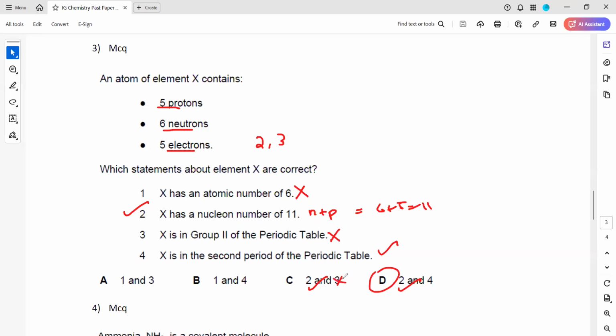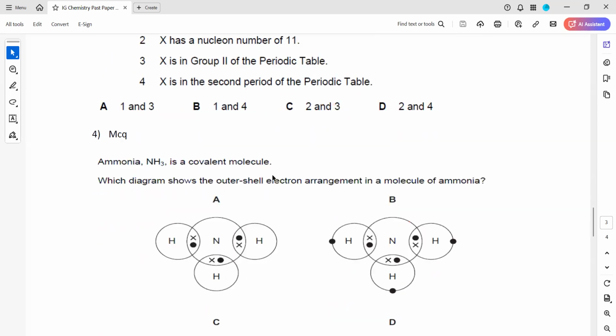So, why is 3 wrong? Because it's not a group 2 element. It is a group 3 element. X is in the second period of the periodic table. How many shells do we use? The first shell has 2 electrons, the second has 3. That shows the period. So it is the second period, because we use 2 shells to write the configuration. If 3 shells were used, then it would be period 3.